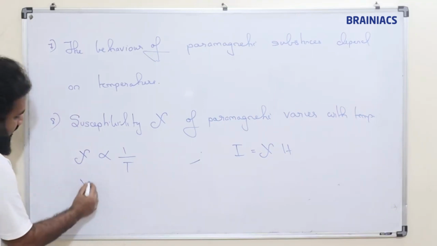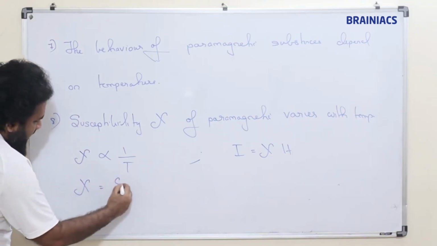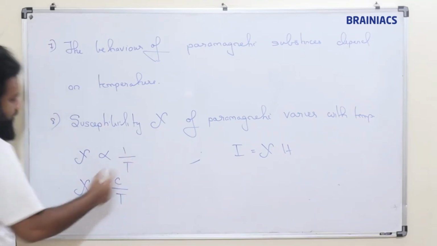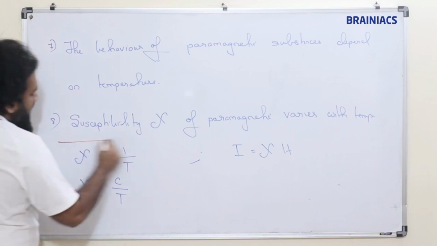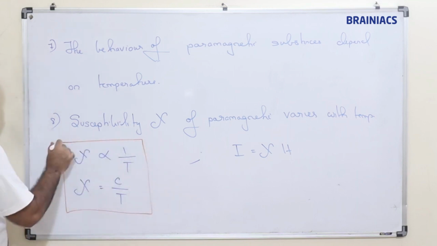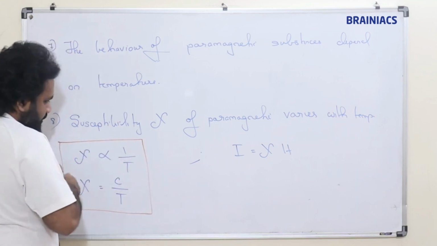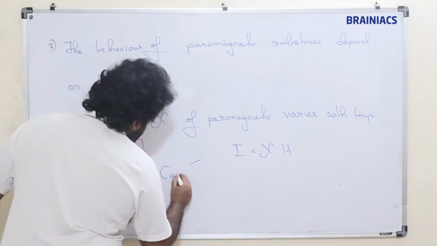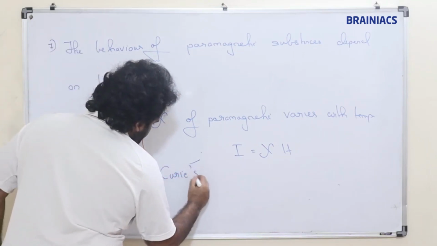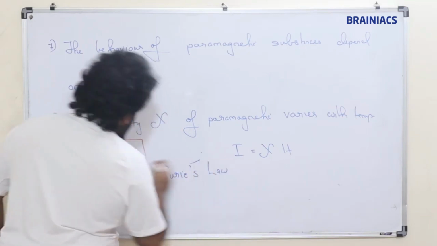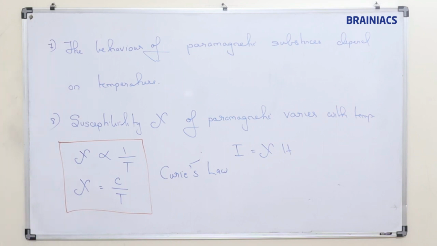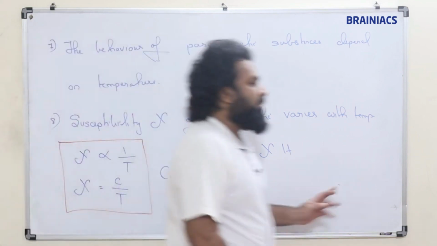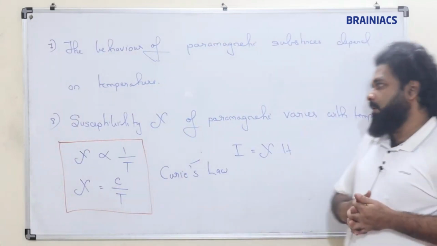And we can say the proportionality is nothing but C by T. So this is called Curie's law. This C is Curie's constant. This is applicable for paramagnetic material. Okay, please note it down.